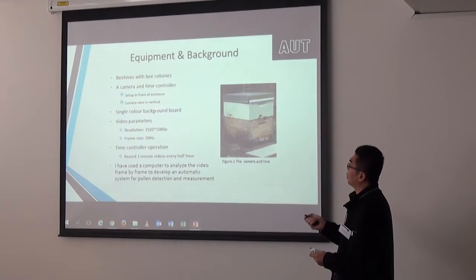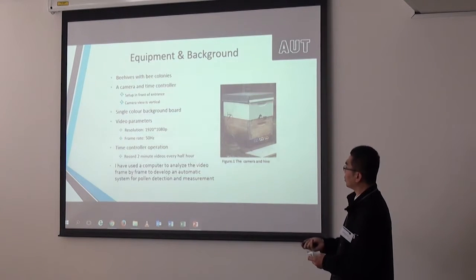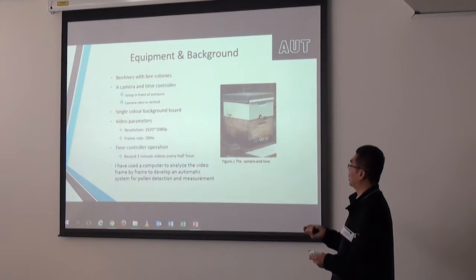The video resolution is 1920 by 1080, because a lower resolution makes it really hard to observe the pollen on the legs of flying bees. I record a 2-minute video every half hour, so the camera runs through the whole day and I can get video at different times with different brightness and see whether it works or not. Once I have the video, I analyze it on the computer and develop an automatic system for pollen detection and counting.